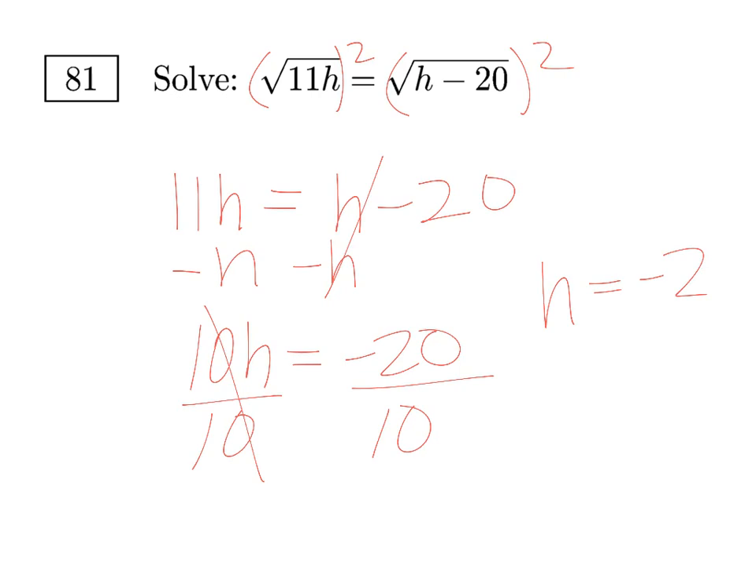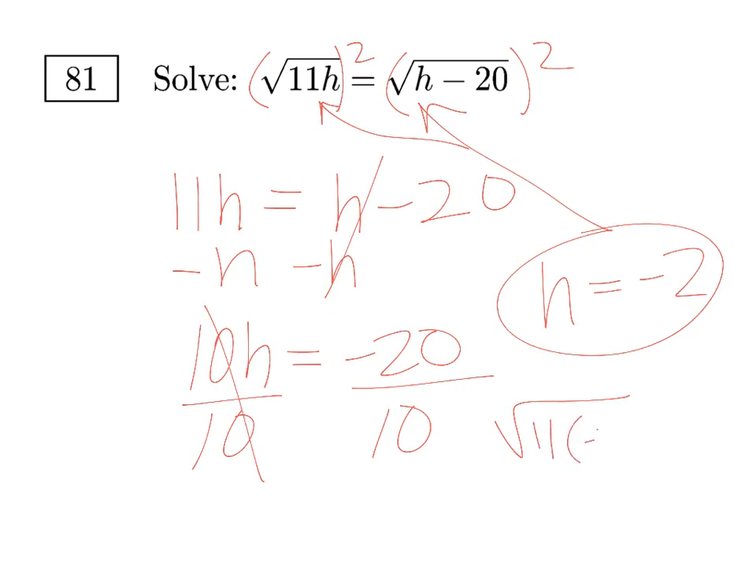Now when you square both sides of an equation, there's the possibility of introducing an extraneous solution to the problem. So what you have to do is plug the solution you got back into the original problem and see if it works out to be true or not. So I have 11 times negative 2 is equal to the square root of negative 2 minus 20. And I end up with negative 22 is equal to the square root of negative 22.